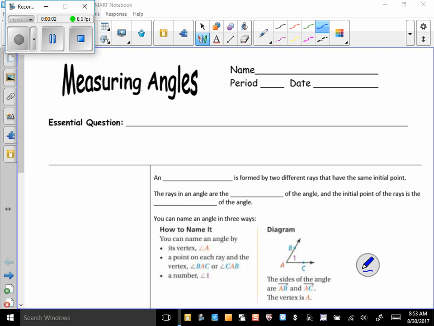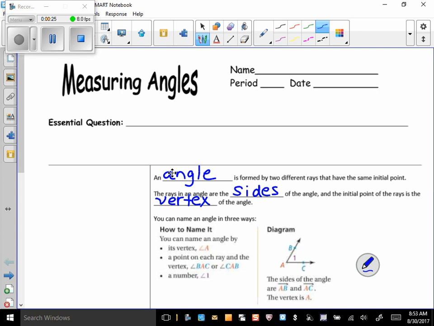Today's lesson is on measuring angles, so let's first start by talking about what an angle is. An angle is formed by two different rays that have the same initial point. The rays in an angle are called the sides of the angle, and the initial point of each of the rays is called the vertex.